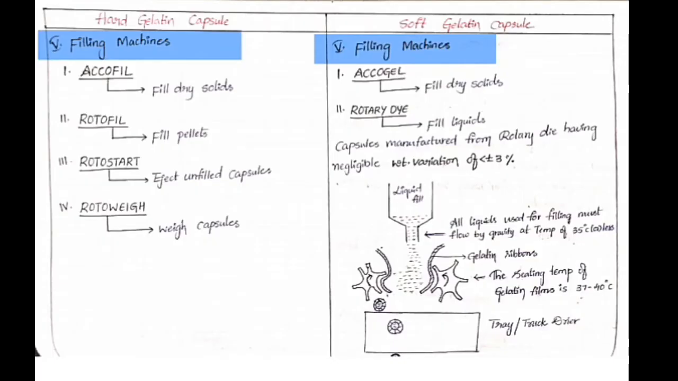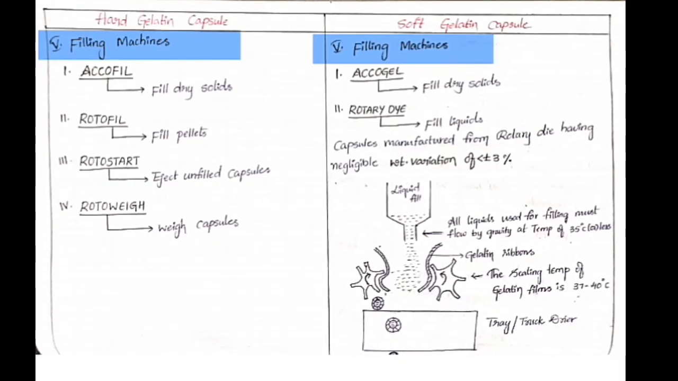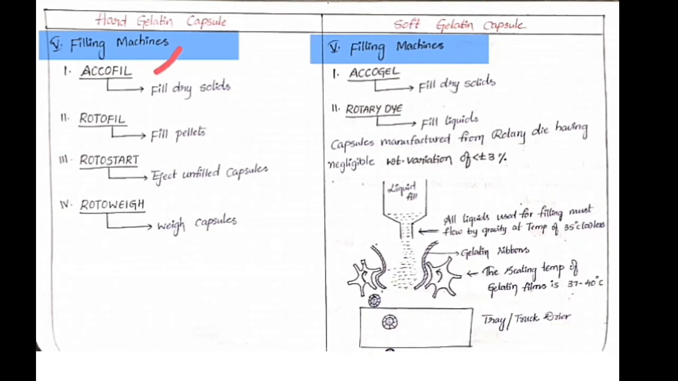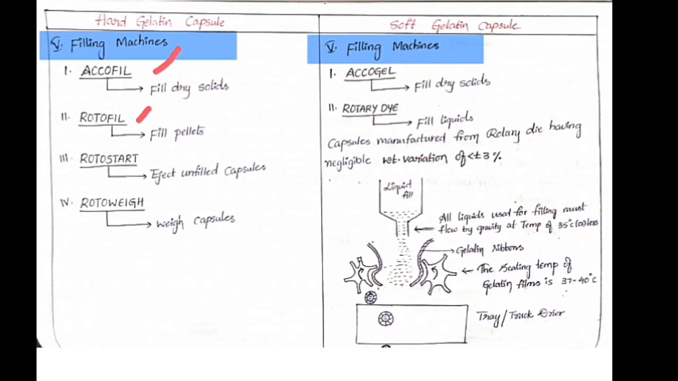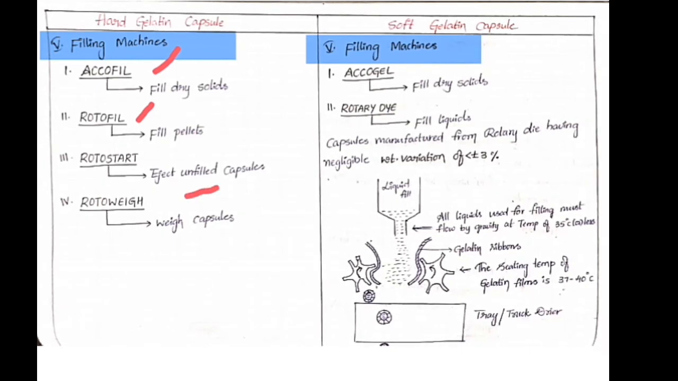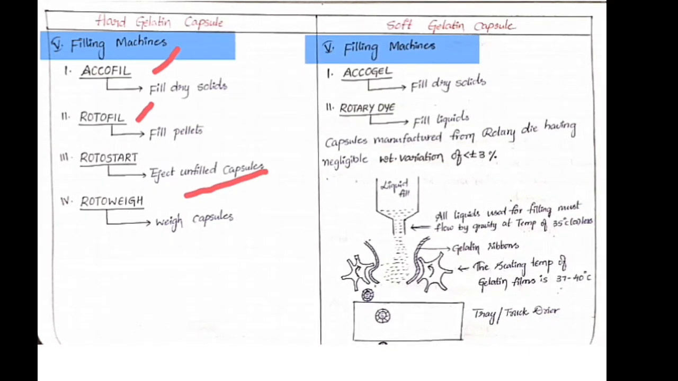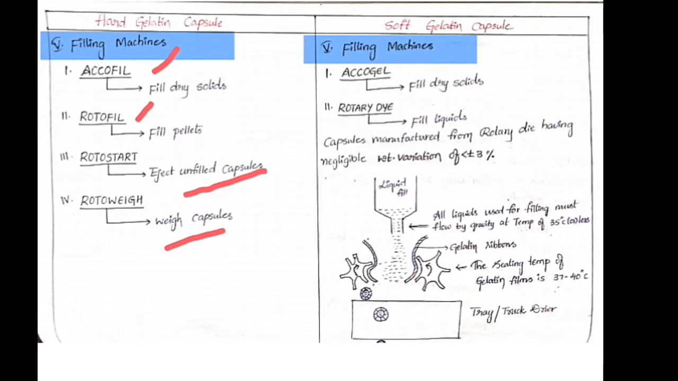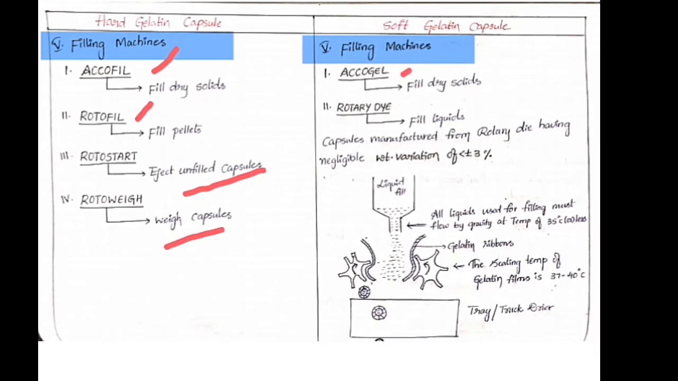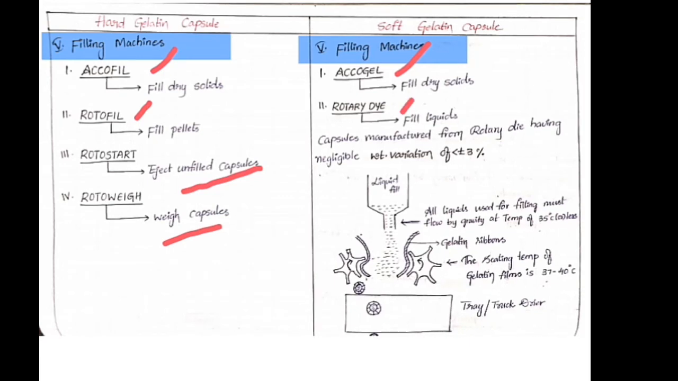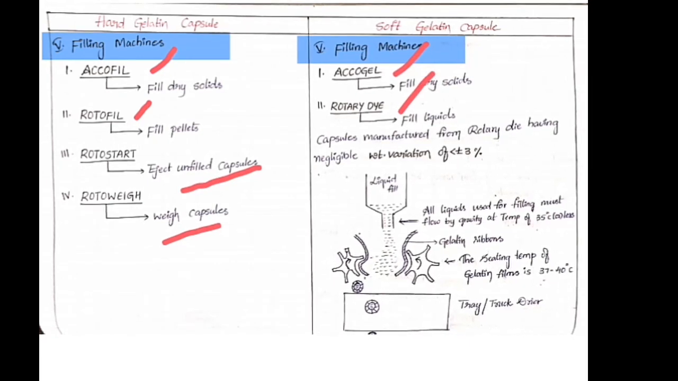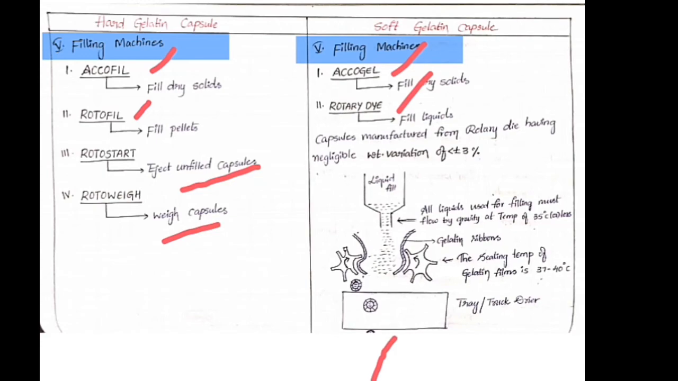Now let us discuss some of the filling machines used for hard gelatin capsule and soft gelatin capsule. In hard gelatin capsule, we are using Ecofill for the filling of dry solids, Rotofill for the filling of pellets, Rotostat for ejecting the unfilled capsules, and Rotoweigh for weighing capsules. Whereas in the filling machines for soft gelatin capsule, we are using Ecogel for filling of dry solids, and Rotodry for the filling of liquids. I also represented the Rotodry mechanism here. You can go through it.